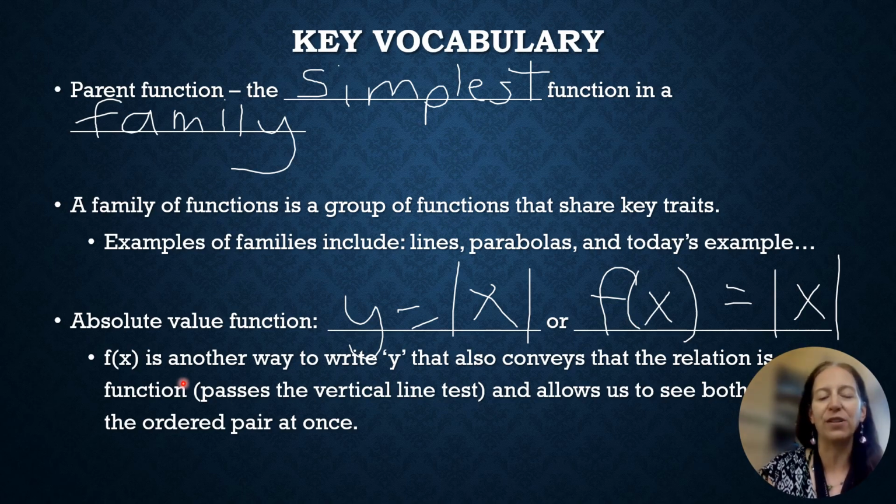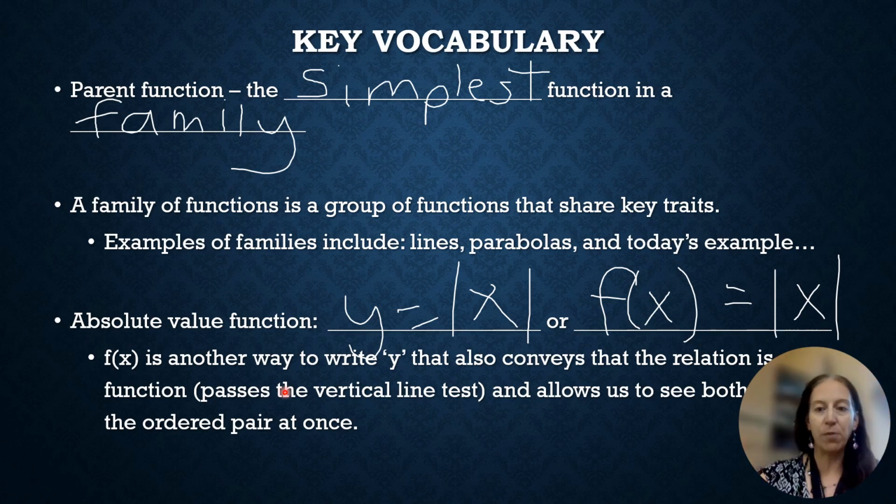So what I have here is a little bit of an explanation. F of x, so you do read that f of x. Okay, we might go into that in a future lesson, but I am assuming you've heard that before. It is another way to write y that also conveys that the relation is a function. Not all relations are functions. Only if the relation is a function can you do that swap out. Okay, so if you see f of x, it doesn't just mean that it's a relation. It means it's a really specific kind of relation, meaning it passes the vertical line test. Okay, that means that for every x, there's only one y that's going to match up with it.